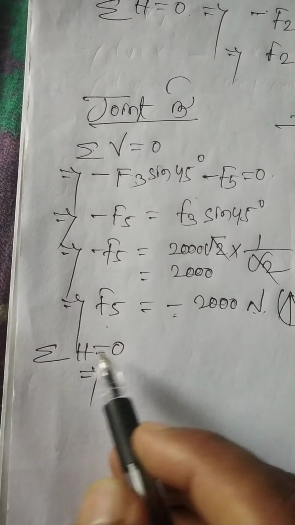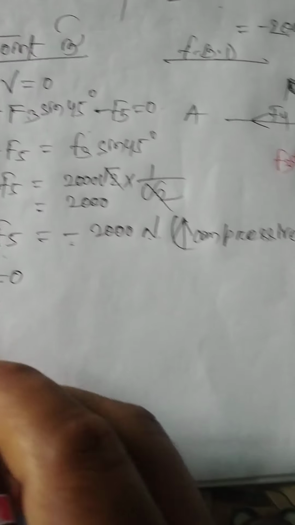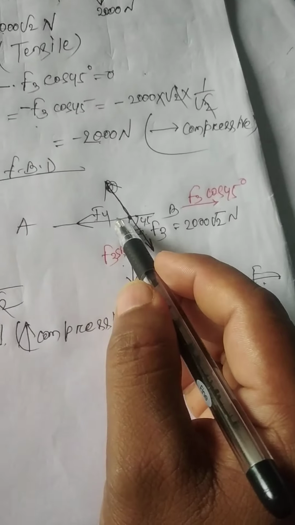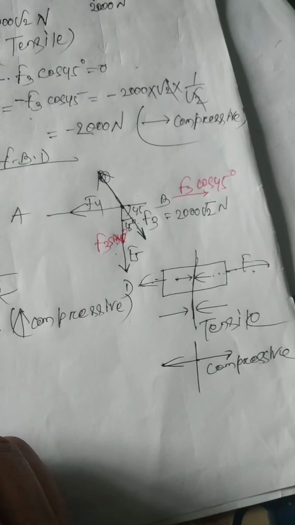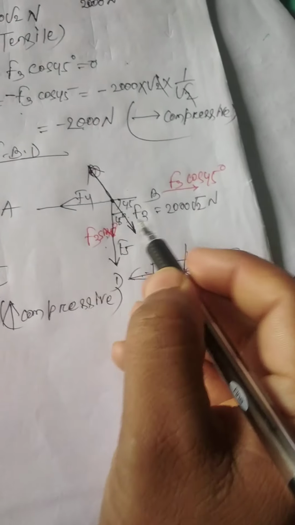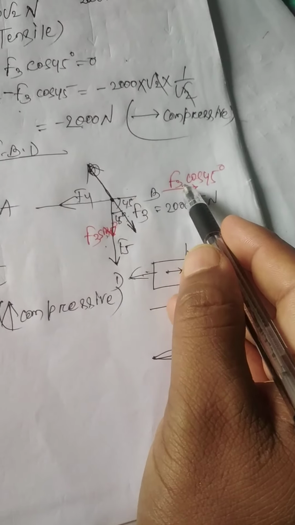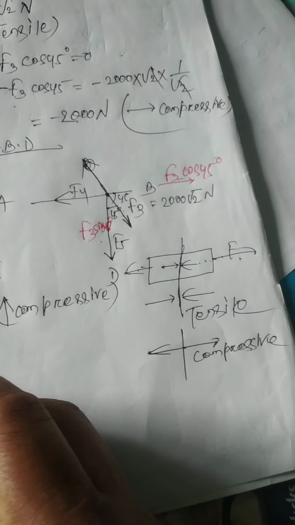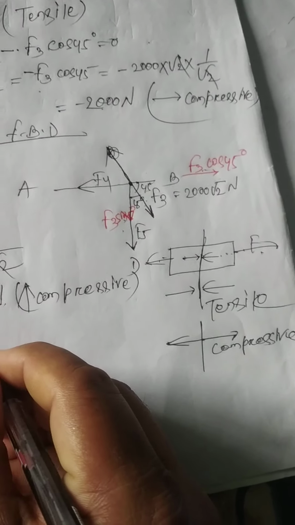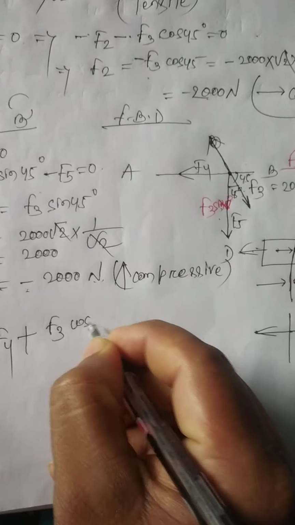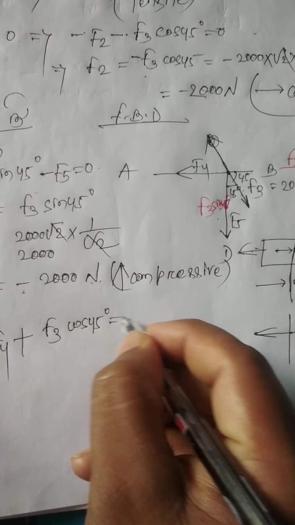Now take sum of all horizontal forces equal to 0. So what are the horizontal forces? F4 is moving left side, so minus F4. Again this component is moving right side, so positive F3 cos 45 degree is equal to 0.